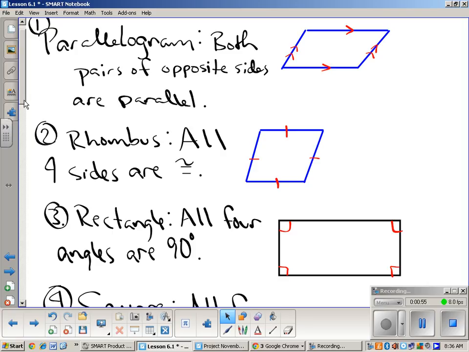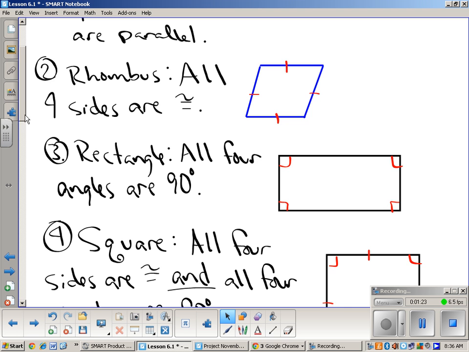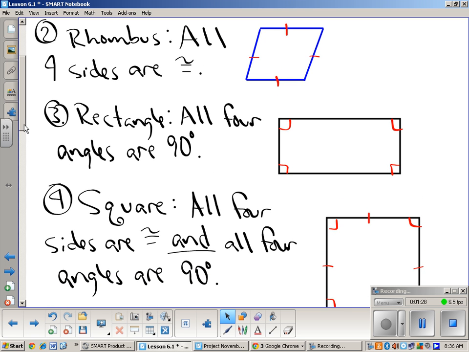In a parallelogram, both pairs of opposite sides are parallel. That's the biggest thing. That's the definition. That's the foundation understanding of what a parallelogram is. Both pairs of opposite sides are parallel. Anybody not done with parallelogram? Okay, I'm going to move this up to a rhombus and pause it for a minute, let you copy, then you can listen.